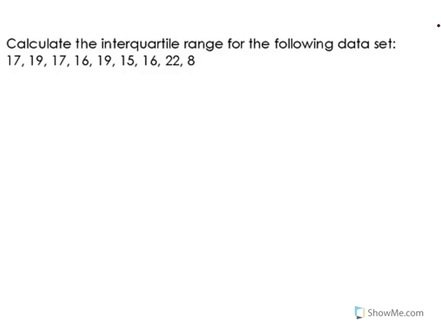Looking at this first example, it says calculate the interquartile range of the following data set. So looking back at our anchor chart, I know that the first thing I need to do before I can do anything with the median or the quartiles is put my data set in order from least to greatest.